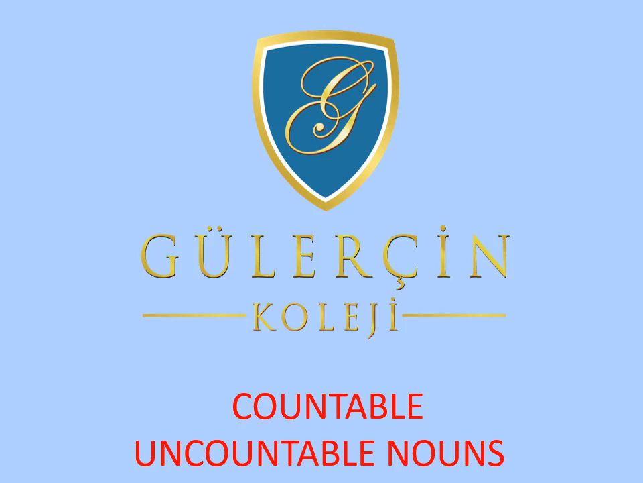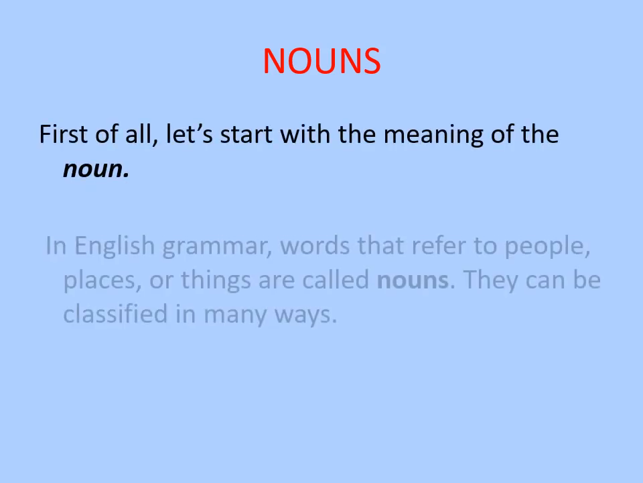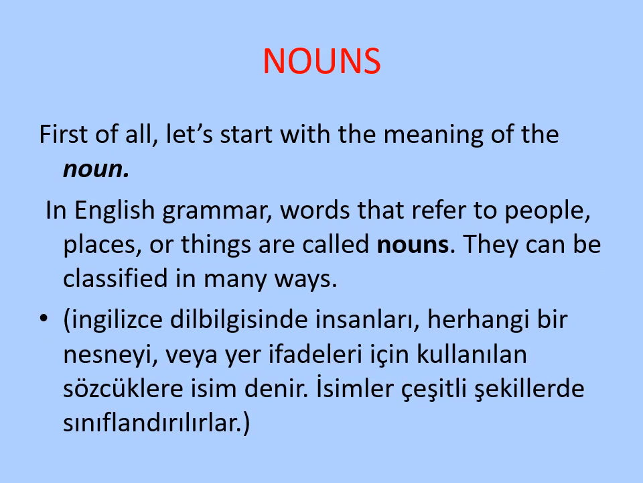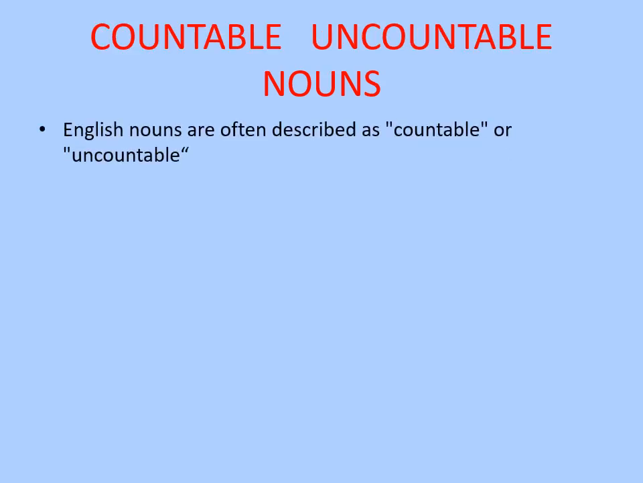Hello, in this lesson we will learn countable and uncountable nouns. First of all, let's start with the meaning of the noun. In English grammar, words that refer to people, places or things are called nouns. They can be classified in many ways. English nouns are often described as countable or uncountable.